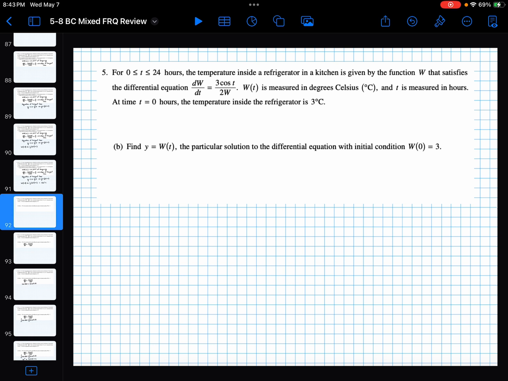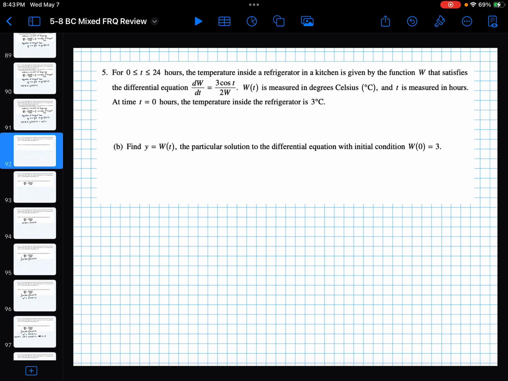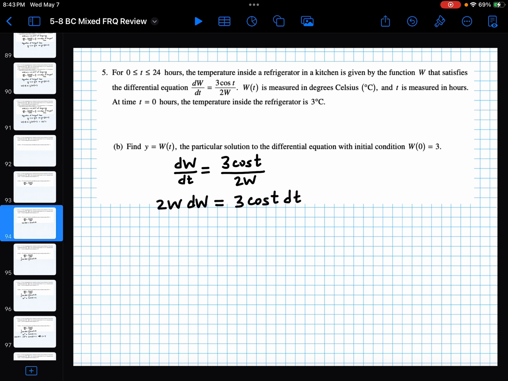separating your variables, anti-differentiating each side. So let's just go step by step. You can, of course, rewatch this if you need to. So there's our differential equation. We put the W's with the dW and the dT's with the T's. That's called separating your variables.